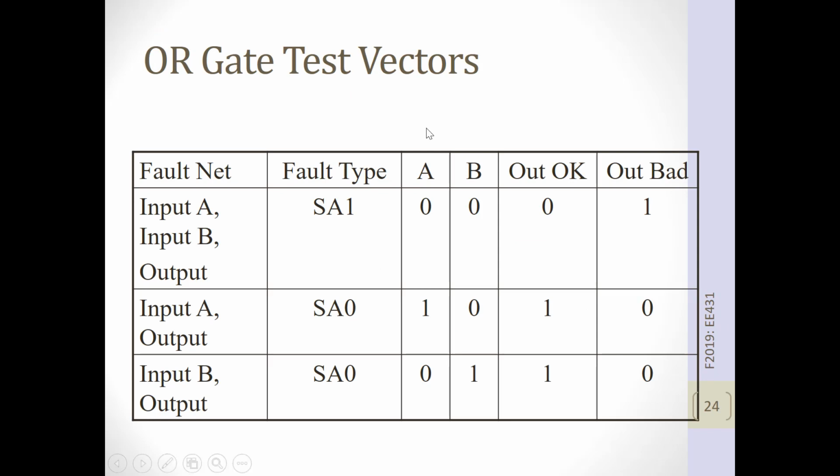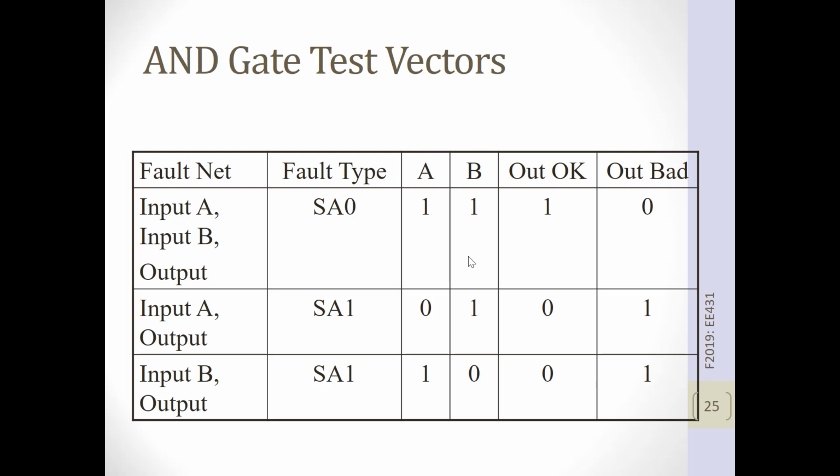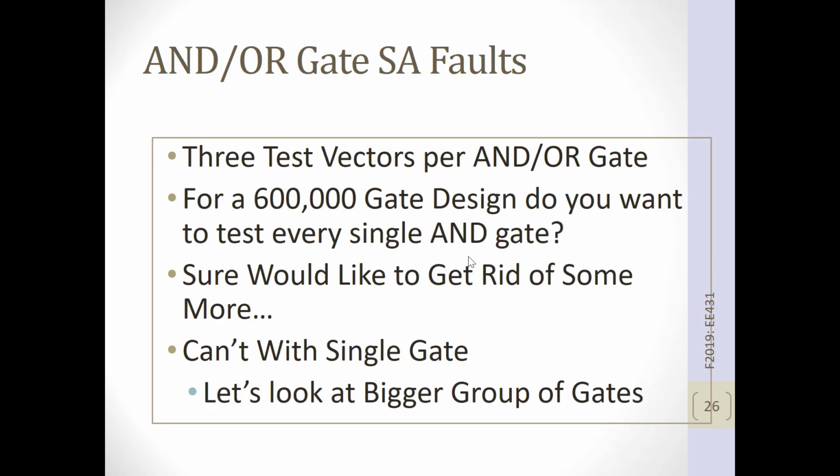So with A is 0 and B is 0, it checks for a stuck at 1 fault at A, B, and the output. So this actually takes care of 3 tests right here. It takes care of all the stuck at 1 fault possibilities there are. This tests for a stuck at 0 at A or the output, and this one tests for a stuck at 0 at B or the output. Ask me if you have any questions about those. Okay, and then we have the AND table that we already looked at.